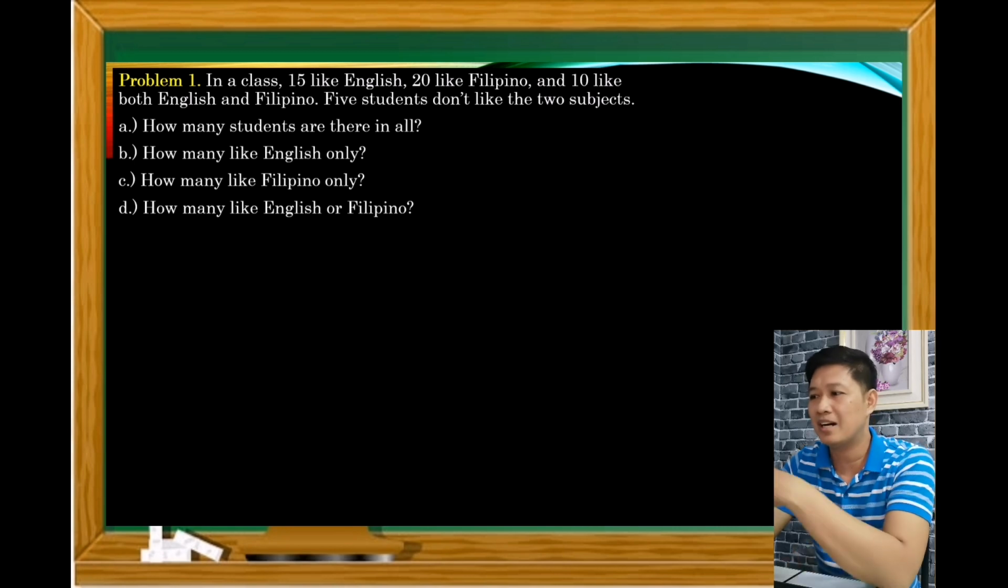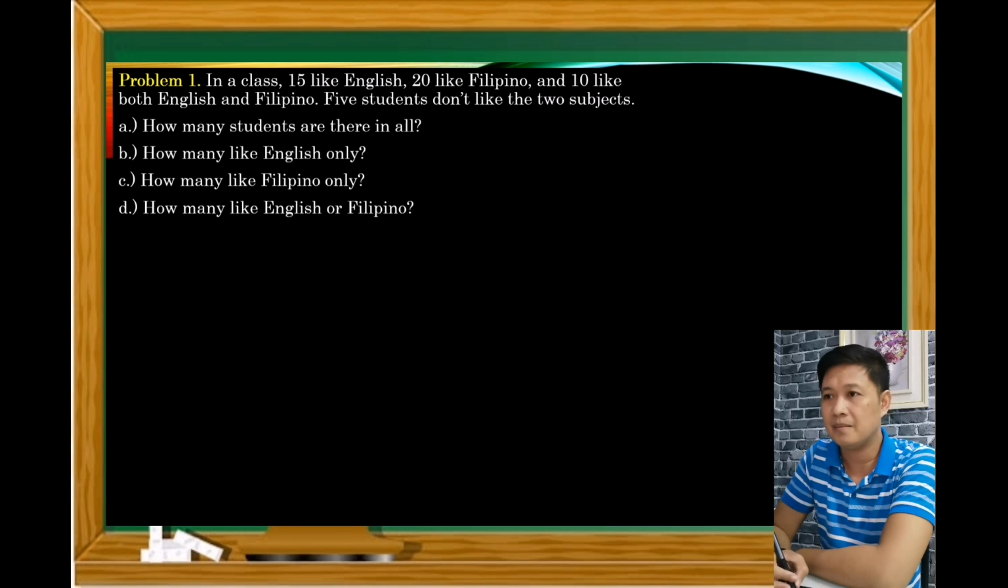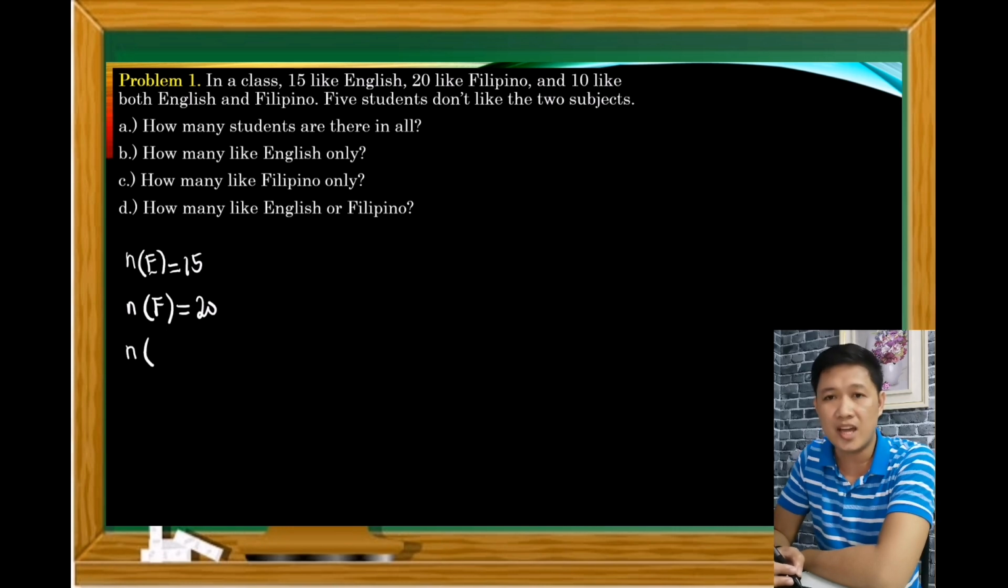But let us first break down the givens in this problem. Okay? It says there, 15 like English and 20 like Filipino. Two subjects are being discussed here. So let us first list the givens so we don't get confused. Alright? So, it is clearly stated that the number of students that like English is equal to 15. The number of students that like Filipino is equal to 20. The number of students that like both English and Filipino is equal to 10. And so, intersection. So that will be the number of students that like English and Filipino is equal to 10.